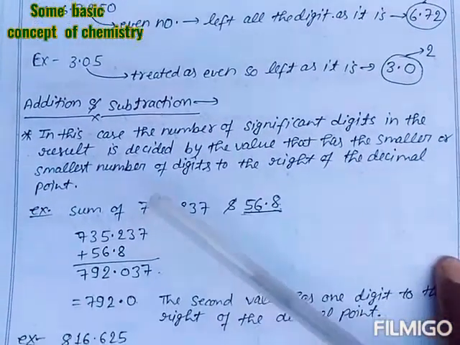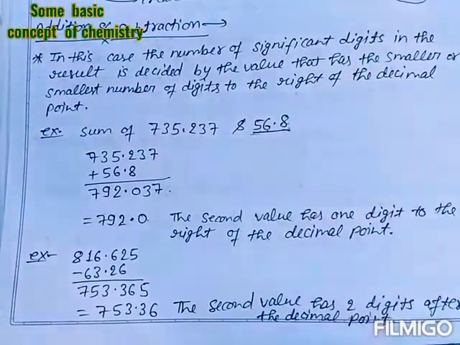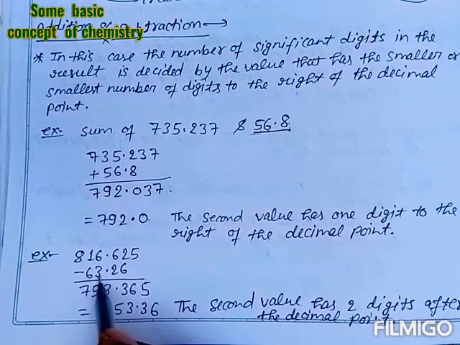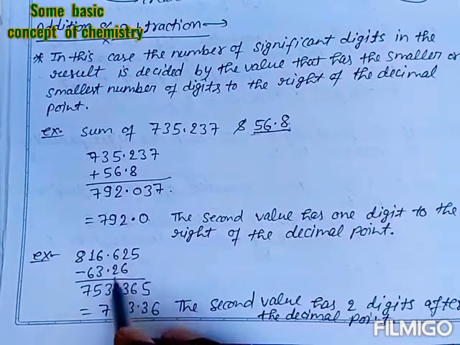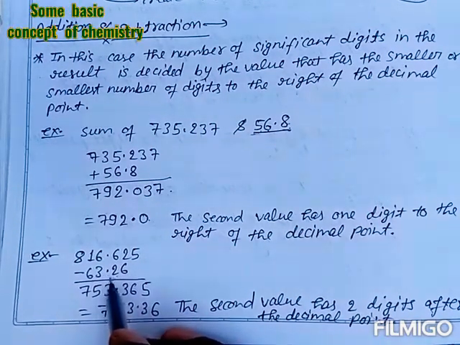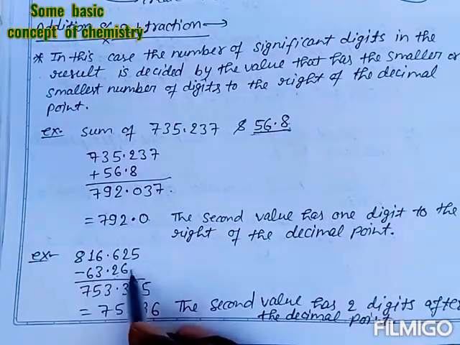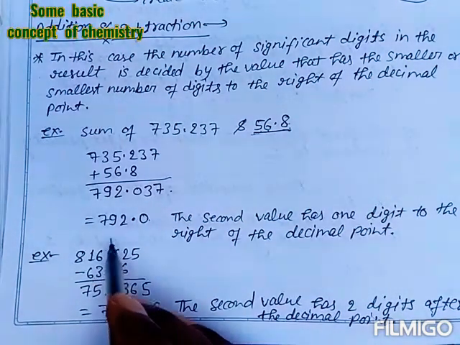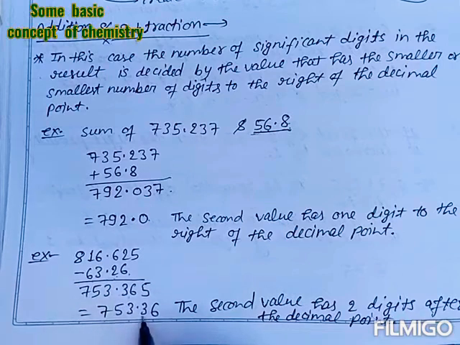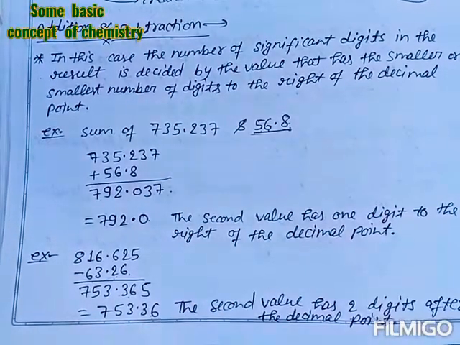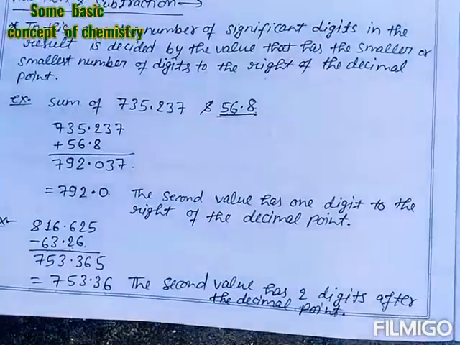Another example is 816.625 minus 63.26. This is the case of subtraction. After subtraction you will get 753.365. Of both numbers, 63.26 has fewer decimal places, so according to the smaller number you will round off. After the decimal there are two digits, so 753.36, only two digits will be taken. It's a very simple and easy way.